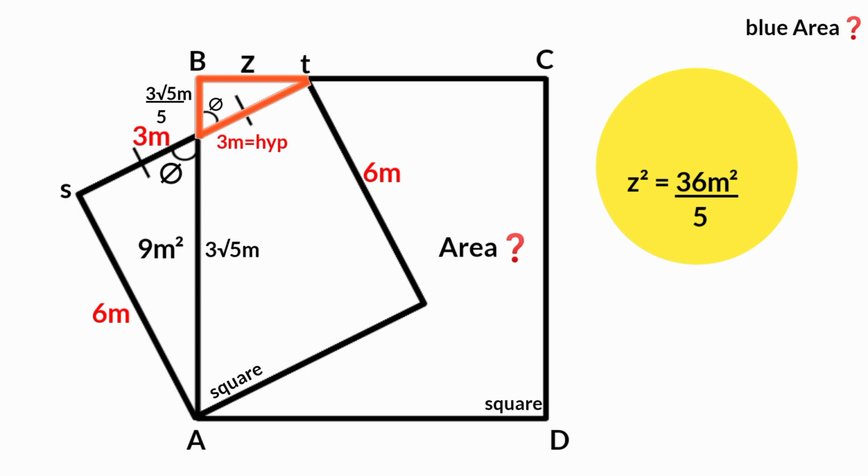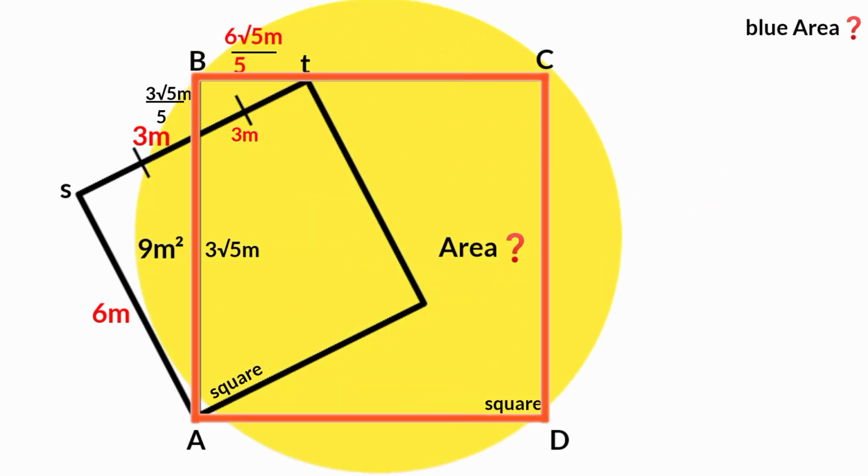If you take the square root of both sides, z equals square root of 36 meters squared all over 5. The square root of 36 meters squared all over 5 is the same as square root of 36 meters squared over square root of 5. Square root of 36 meters squared is 6 meters. So z equals 6 meters over root 5. If we multiply that by root 5 over root 5, here 6 meters times root 5 is 6 root 5 meters. And here root 5 times root 5 is 5. So z equals 6 root 5 meters over 5.